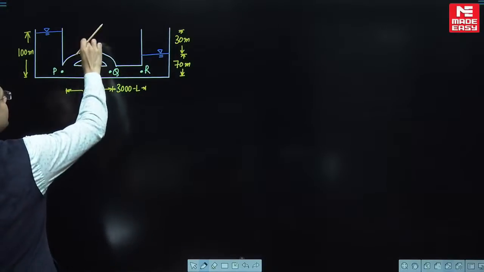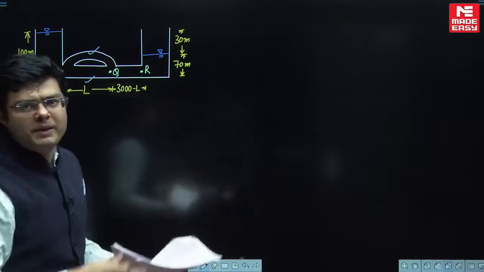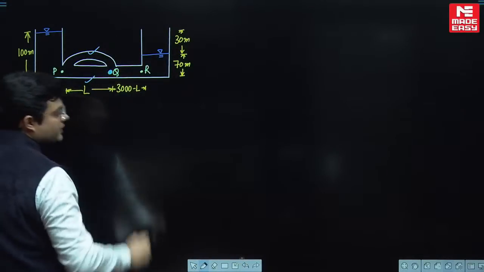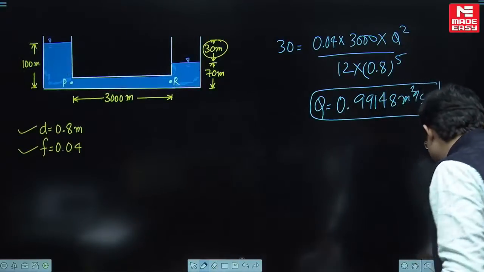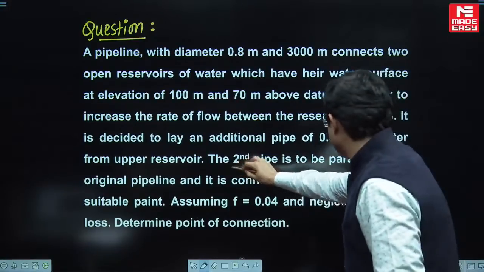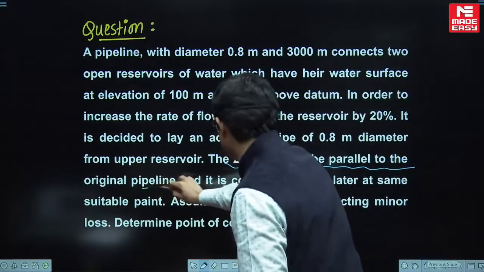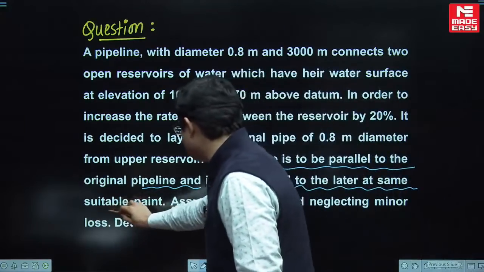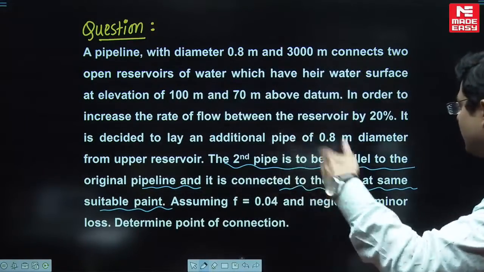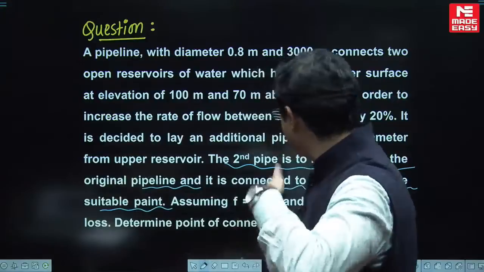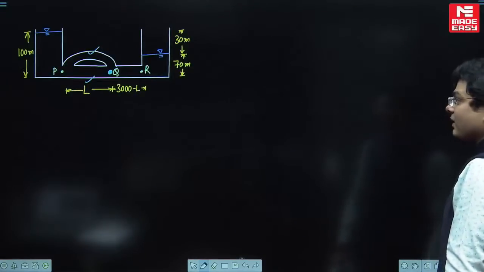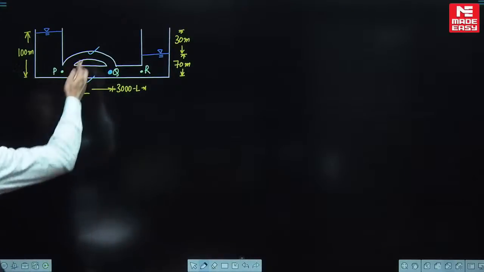The diameter of this new pipe is the same as the previous pipe. But what the question asks is, what should be the point of connection of this new pipe to transfer 20% more discharge. The second pipe is parallel to the original pipe and is connected to the latter at some suitable point. You need to find that suitable point of connection. Neglect the minor losses. Everybody knows how to solve this.